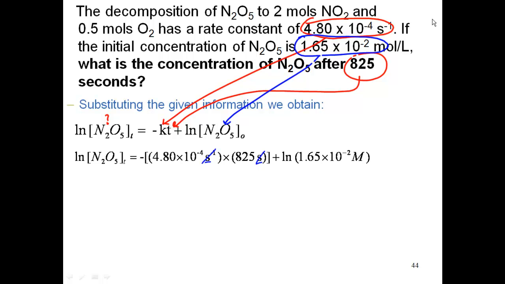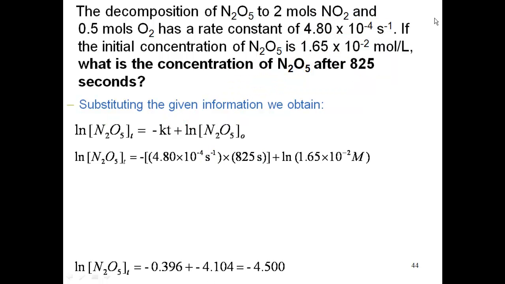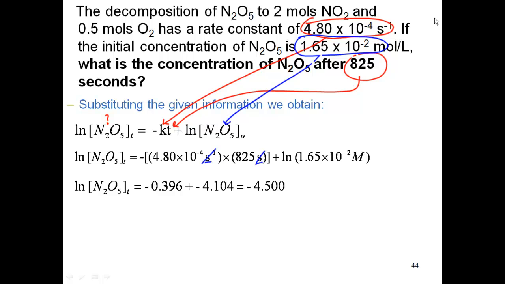If we do the math here, 4.80 times 10 to the negative fourth times 825 is 0.396. I bring down that negative in front. And the natural log of 1.65 times 10 to the negative second is equal to a negative 4.104. Add that up, you get a negative 4.500. Now, that's not my final answer. That's equivalent to the natural log of the concentration of N2O5.